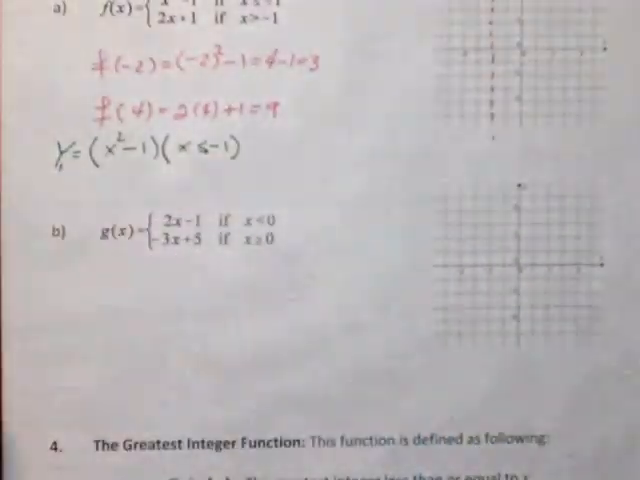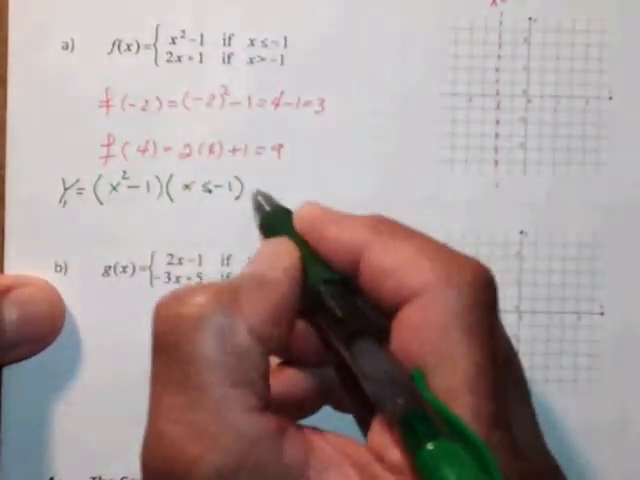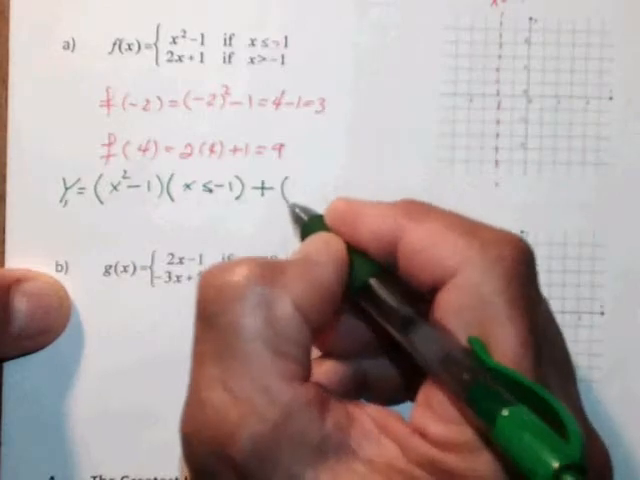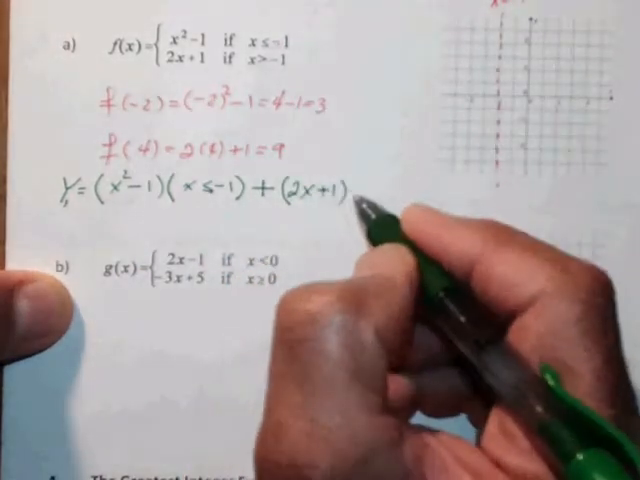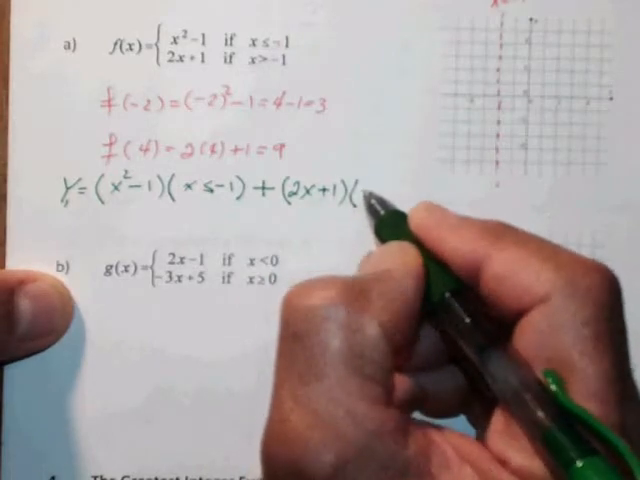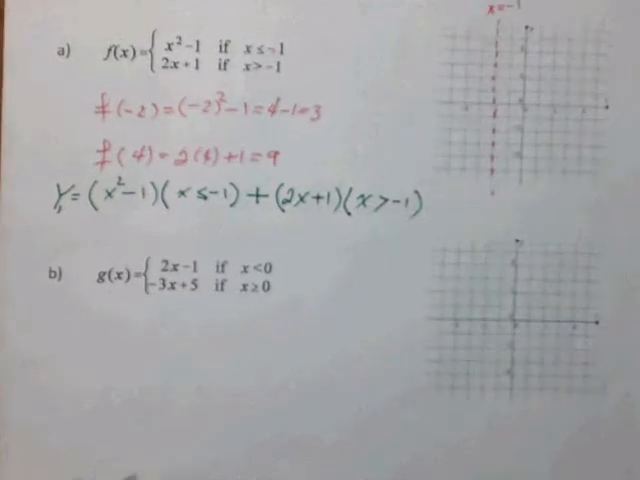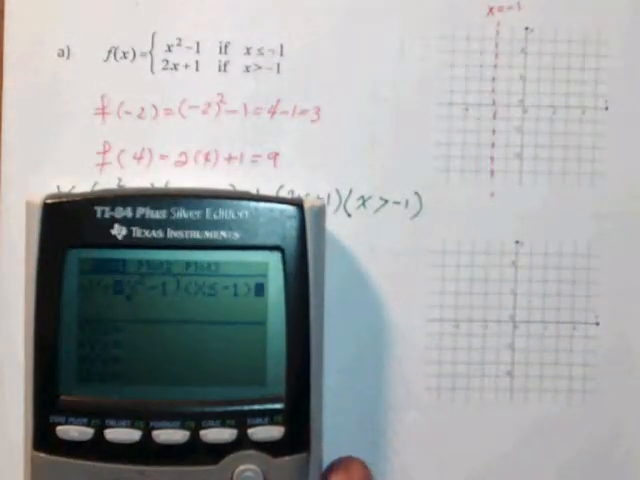Now continuing. I did the first one, then you say plus, and do the same thing for the second one. Parentheses, 2x plus 1, parentheses, x bigger than minus 1, and that's it. That's all you have to do. If you have another one, then you do another one.